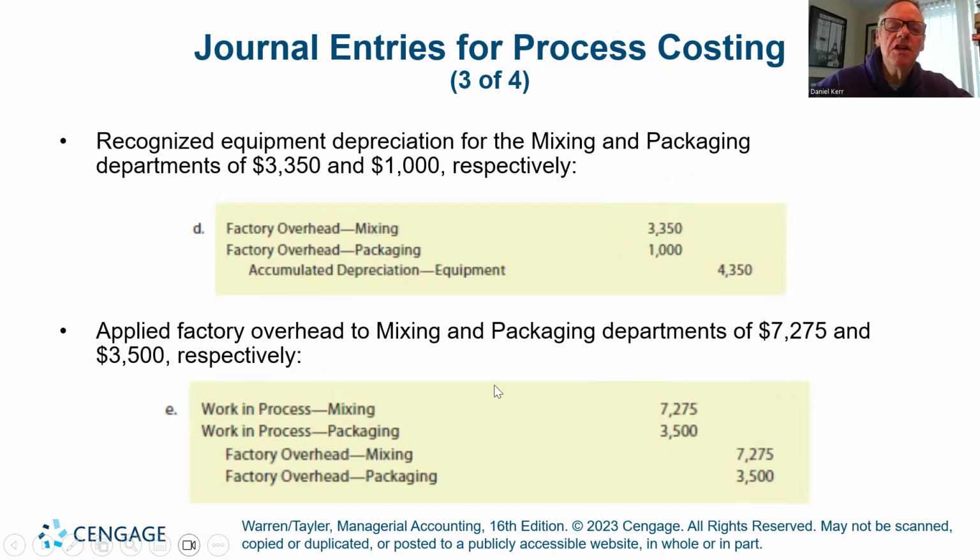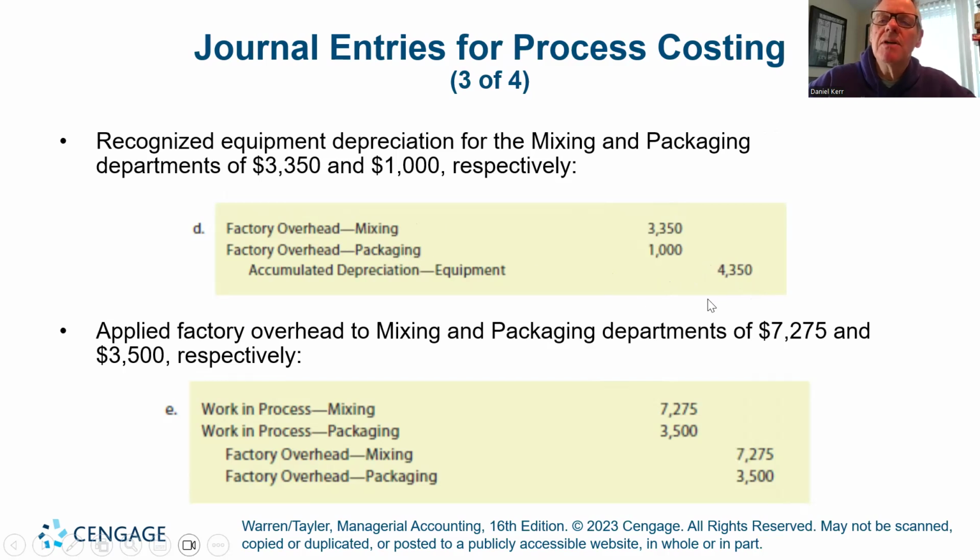D, we incurred additional factory overhead. So we had depreciation on the equipment. So depreciation, there's my credit to accumulated depreciation. But in process costing, like in job order costing, rather than debiting depreciation expense, we treat this as overhead. And the depreciation that we had is segmented between factory overhead mixing and factory overhead packaging.